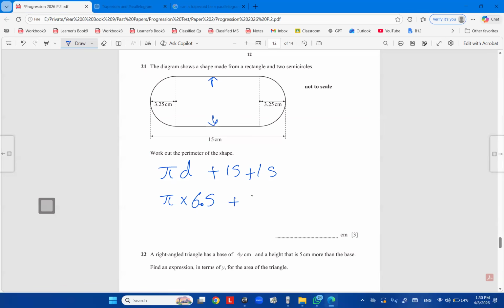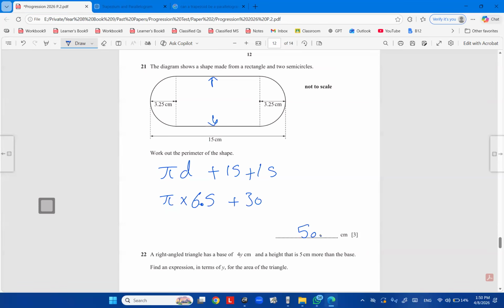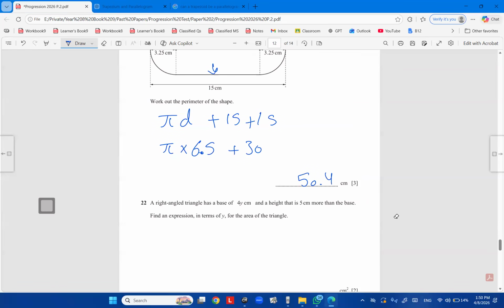Plus 15 and 15 is 30. Go to the calculator and do this. It is pi multiplied by 6.5 plus 30 equals 50.4. They didn't say round to a specific degree of accuracy, so I'm going to choose one decimal place, 50.4. Never choose the nearest whole number.